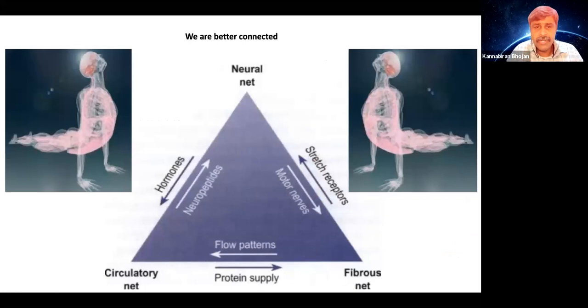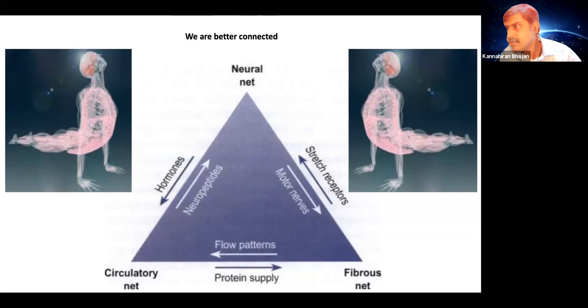And why do we need to know this? It is because we are connected very well by what? You have the neural net, you have the fibrous net, and the circulatory net. The neural net is connected with the circulatory net through hormones. The circulatory net sends information through neuropeptides to the neural net. The neural net connects with the fibrous net with the help of the motor nerves. The fibrous net connects with the flow patterns of the circulatory system.